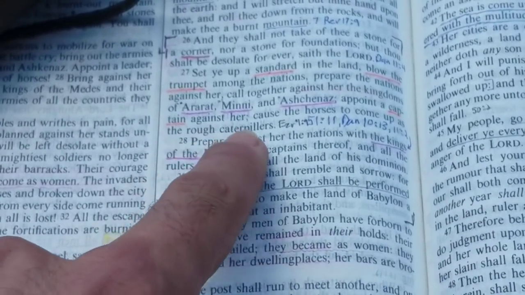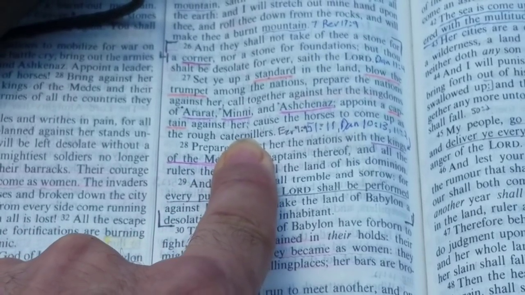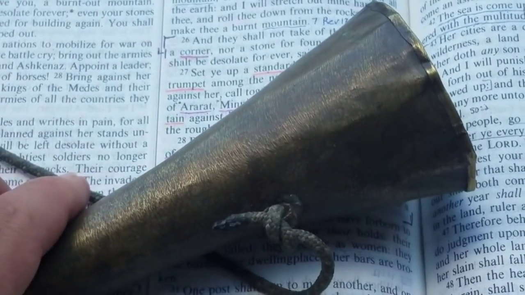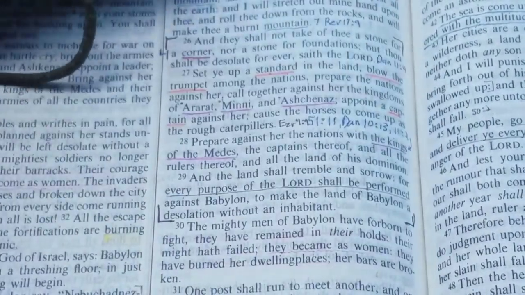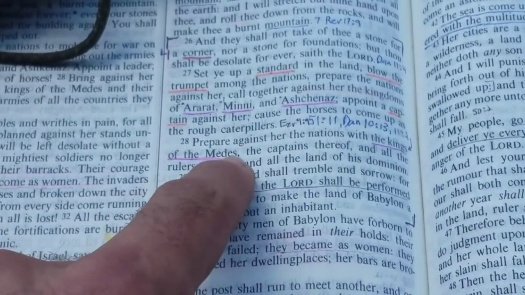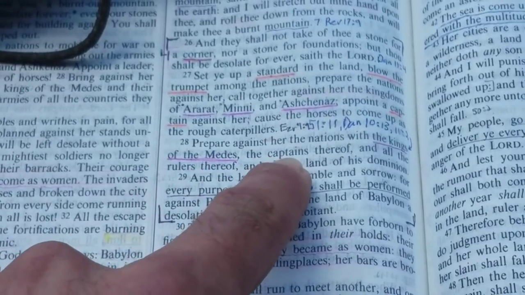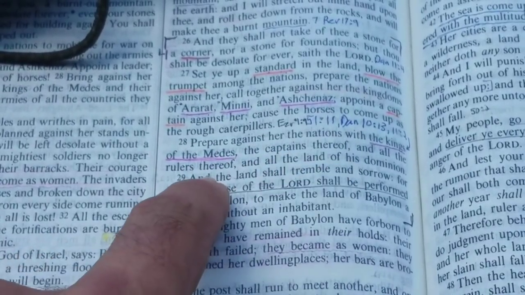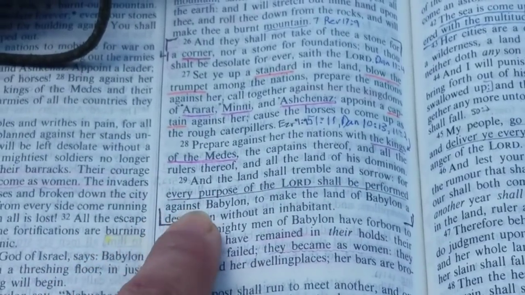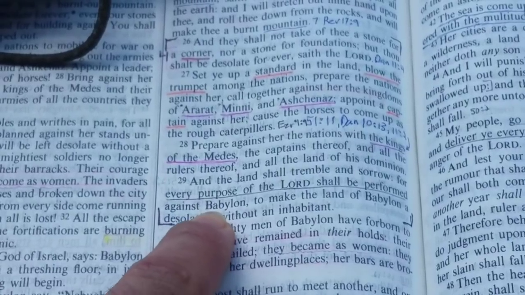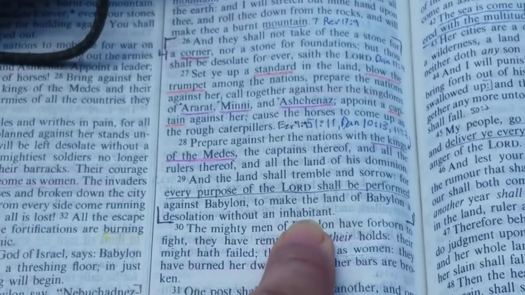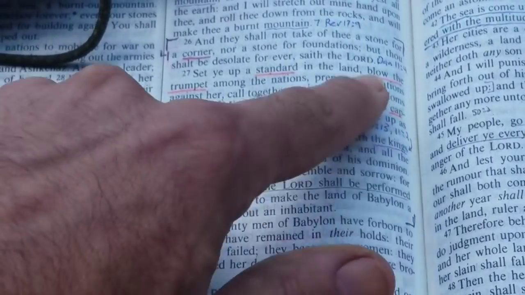"Cause the horses to come up as rough caterpillars." Well, they're going to war against the 5th trumpet. The 5th trumpet is the locust army, so that's what it's talking about there with the caterpillars. This is the war that's going on. "Prepare against her with the kings of the Medes, the captains thereof, and the rulers in the land. And the land shall tremble and sorrow, for every purpose of the Lord shall be performed against Babylon, to make the land of Babylon a desolation without inhabitant." So that is the war, guys.